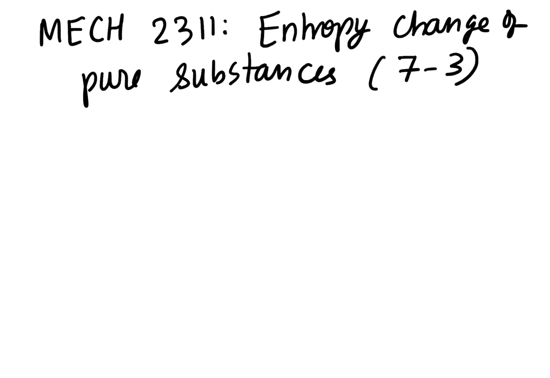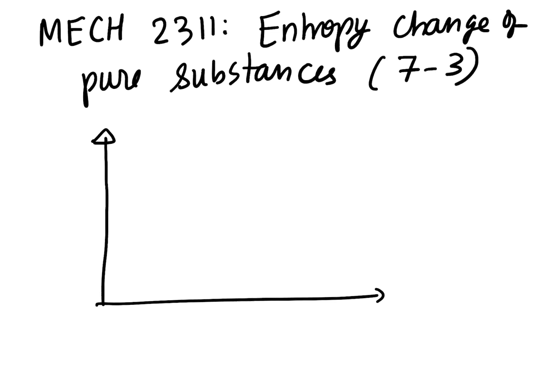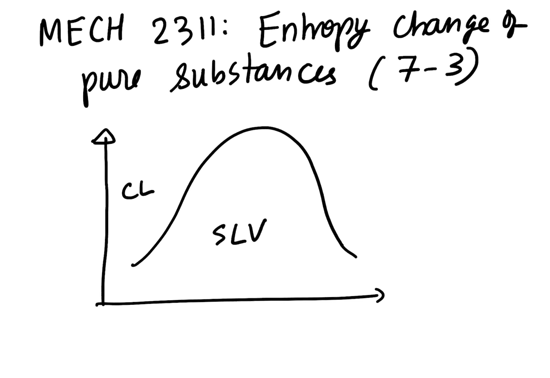In this video, we are going to look at the entropy change of pure substances that is discussed in section 7-3 of the book. Now we have seen the liquid-vapor phase diagram for water, which you have seen as the dome, with the compressed liquid, saturated liquid-vapor mixture, saturated liquid, saturated vapor, and then the superheated vapor region. And here is the critical point above which there is no distinction between liquid and vapor states.